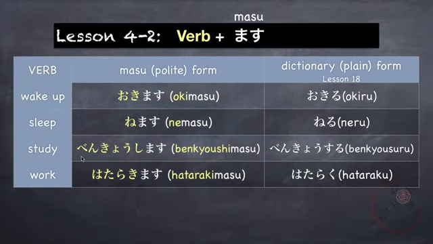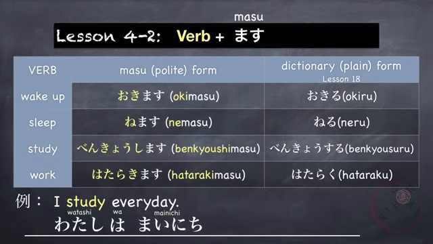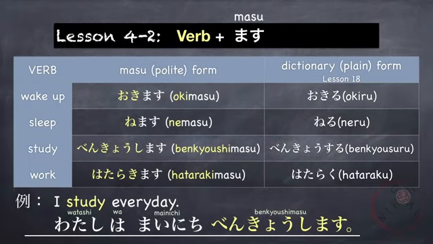Study, 勉強します, or the plain form is 勉強する. Work, 働きます. The plain form is 働く. For example, I study every day. 私は, every day is 毎日. Study is 勉強します. So 勉強 plus mas is 勉強します.